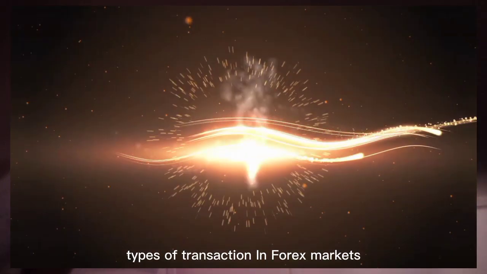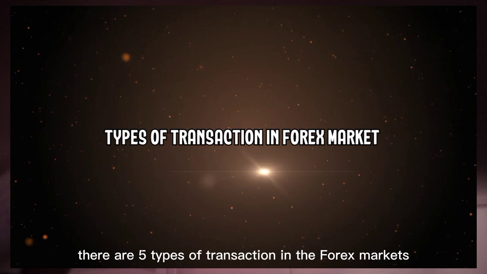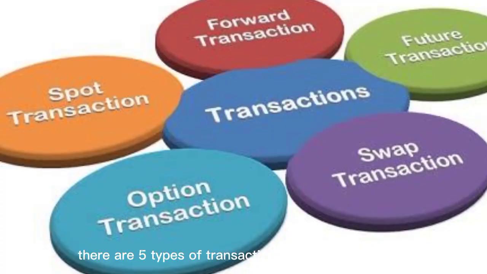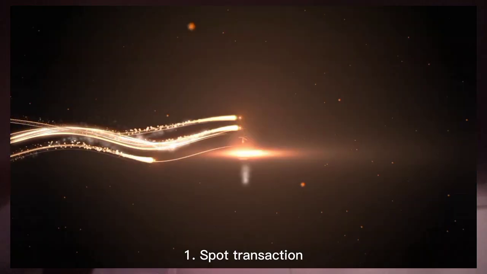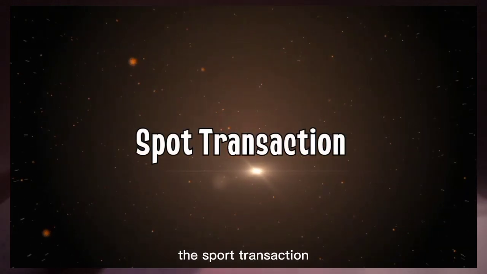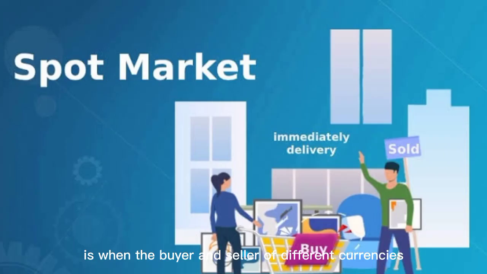The types of transaction in Forex markets. There are 5 types of transaction in the Forex market. 1. Spot transaction. A spot transaction is when the buyer and seller of different currencies settle their payment within 2 days of the deal. It is the fastest way to exchange currencies. Here, the currencies are exchanged over a 2-day period, which means no contract is signed between the countries.